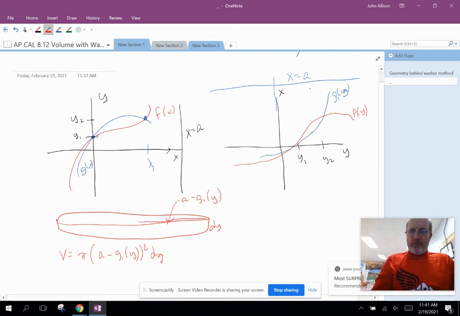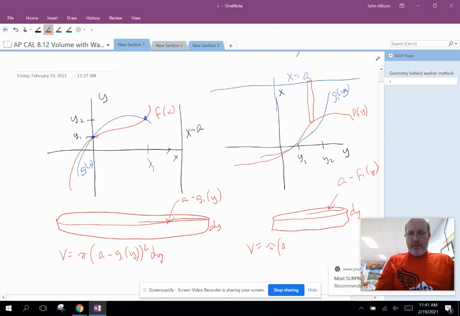Then our smaller disk, let's unclutter that again. We draw one rectangle that we're going to take out. It has a height dy, but this time the radius is going to be a minus f1 of y. So the volume for that one is pi times the radius squared, a minus f1 of y squared, times dy. The volume of the larger minus the smaller, or the outside minus the inside, is going to be the volume we're looking for.